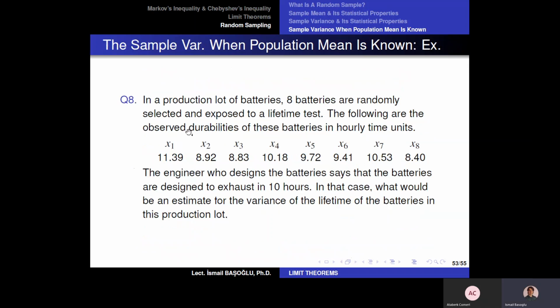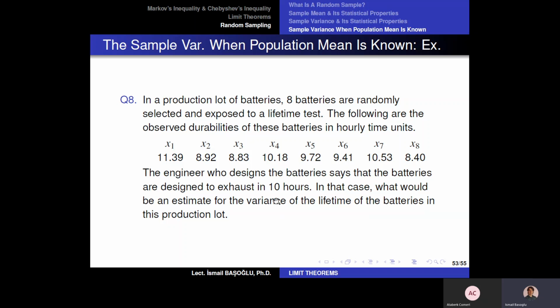And in this 8th question, again, we have the same observations. Let's just say the engineer who designs the batteries says that the batteries are designed to exhaust in 10 hours. So according to the engineer, the design of these batteries gives a true expected lifetime of 10 hours. So the parent population mean is known here. 10 hours gives us the true parent population mean.